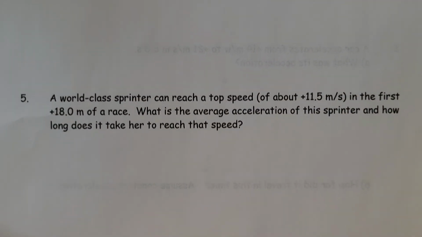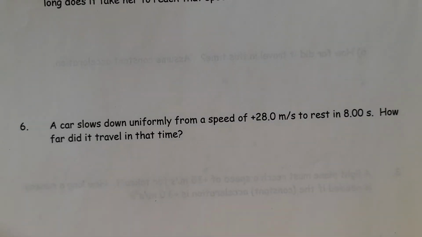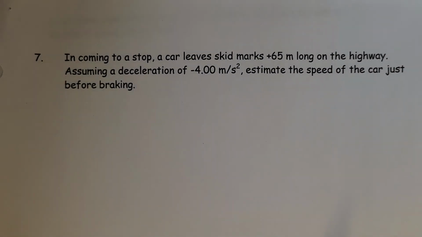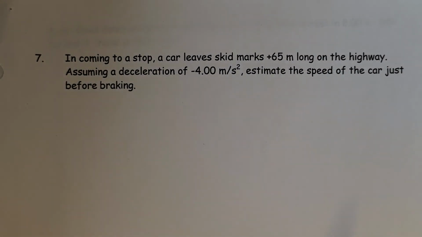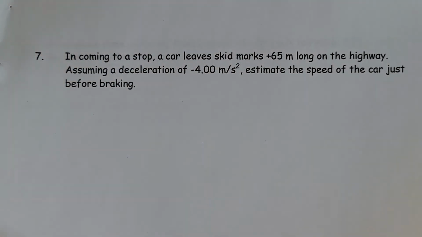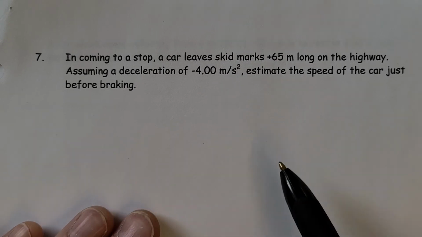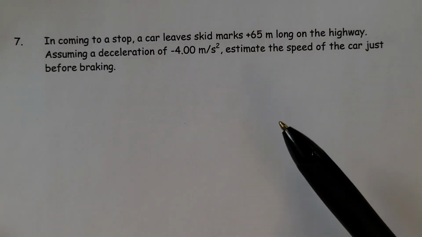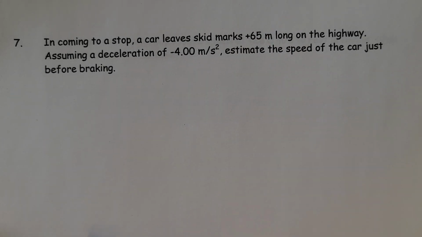The rest of these, I think, are fairly straightforward. So number 5 and 6, and then number 7, you should do okay. Again, key thing is read the question, write down the variables you know, write down the variable you're trying to find out, solve for that variable, see if the number is reasonable, and then round it off to the correct number of sig figs in the question.